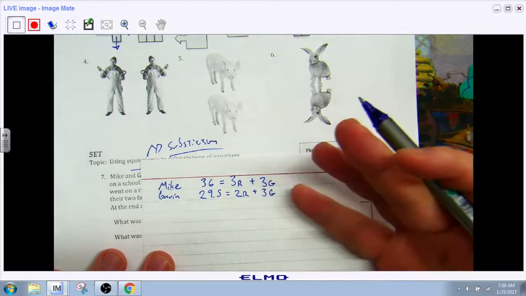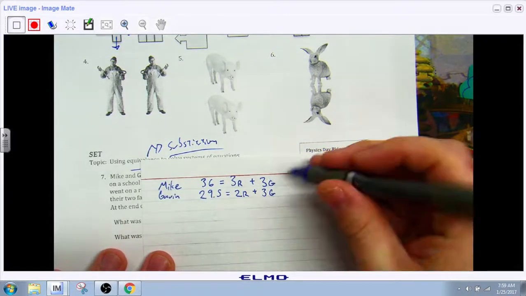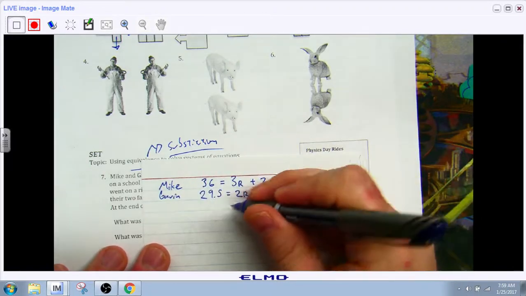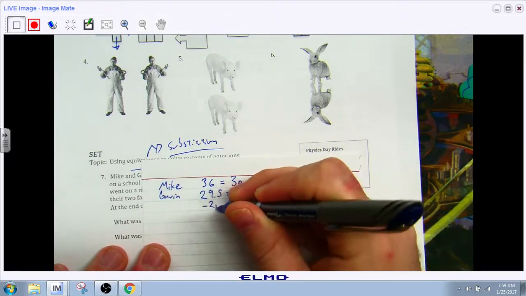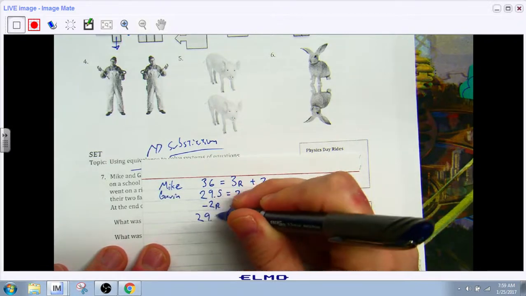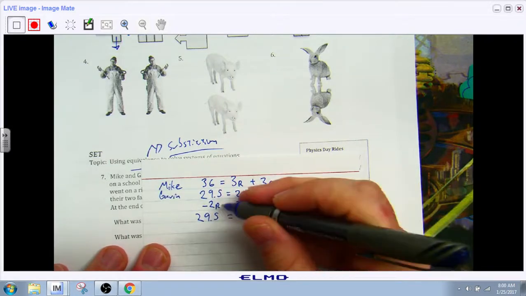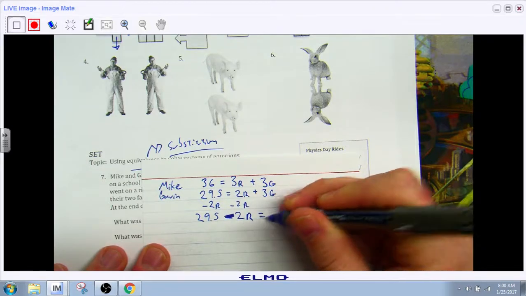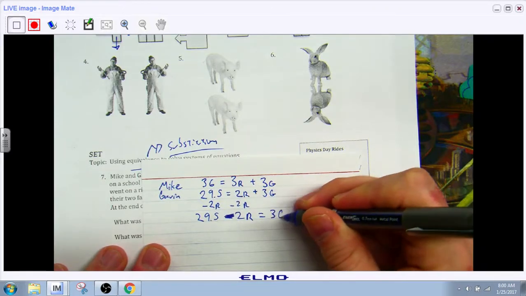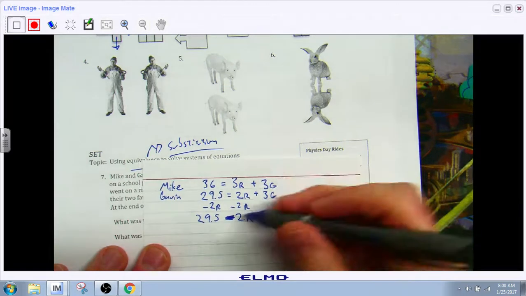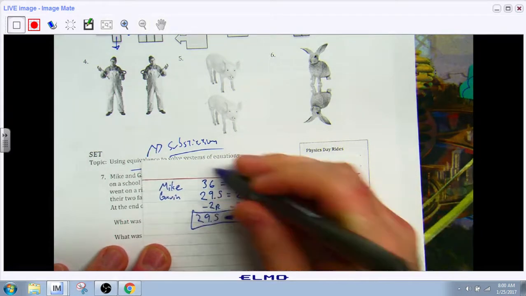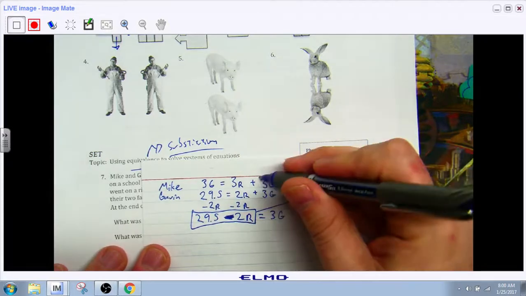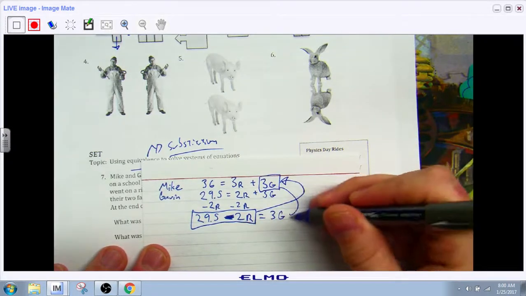To get there, I've got to figure out what 3g equals. So I'll go ahead and use Gavin's equation here. In Gavin's equation, if I subtract 2r, I end up with 29.5 minus 2r equals 3g. Okay, so now I know what 3g is. 3g is all of this. So I can actually go up to Mike's equation and plug that in for 3g, because they're the same thing.